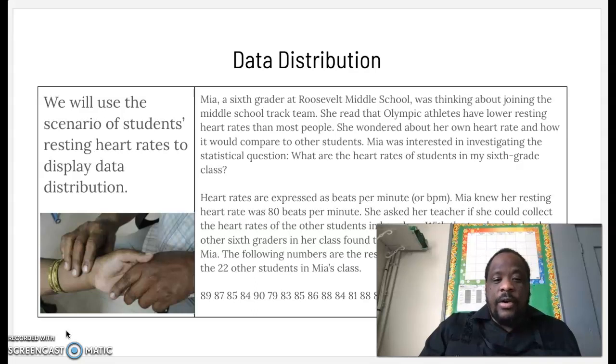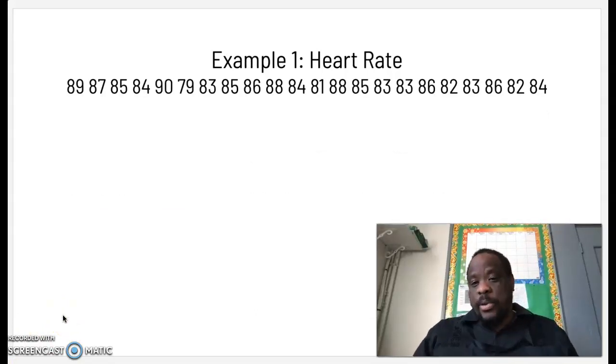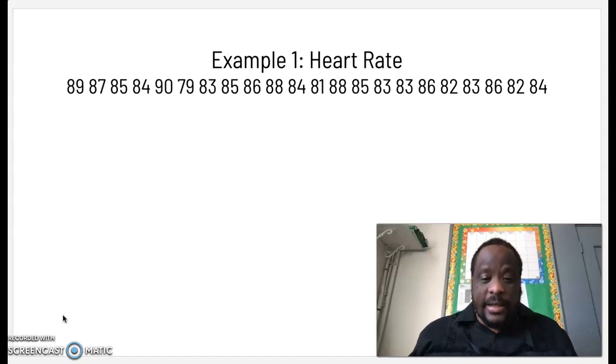Heart rates are expressed as beats per minute, or BPM. Maya knew her resting heart rate was 80 beats per minute. She asked her teacher if she could collect the heart rates of the other students, and so below you will see the heart rate that she collected. Now, here are the sample heart rates that Maya collected.